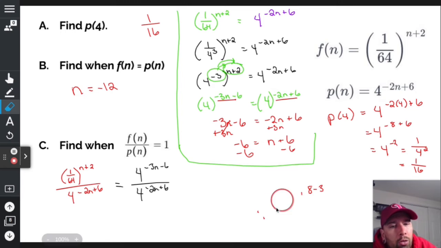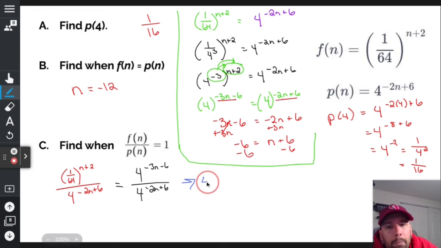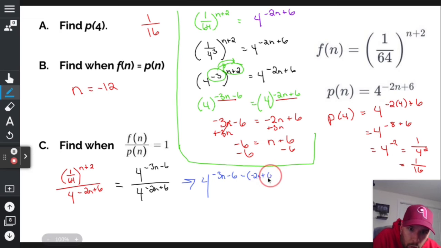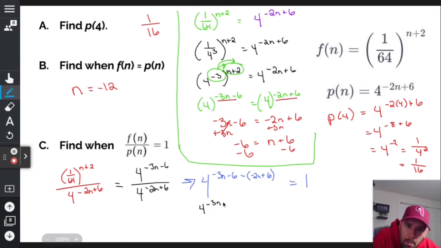Okay, now that we have a base to the stuff divided by the same base to the stuff, we can subtract those things. So we have 4 to the negative 3n minus 6 minus all of that, negative 2n plus 6. And remember, the goal here is that we need to have it set equal to 1. So this becomes 4 to the negative 3n minus 6 plus 2n minus 6 equals 1. Combine like terms, negative n minus 12 equals 1. This is a shame.